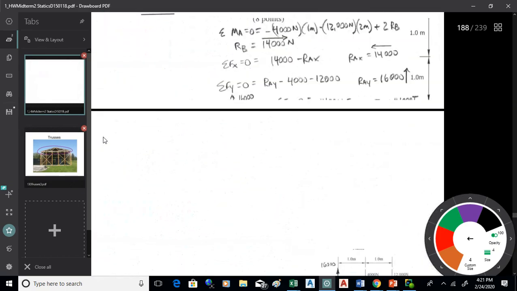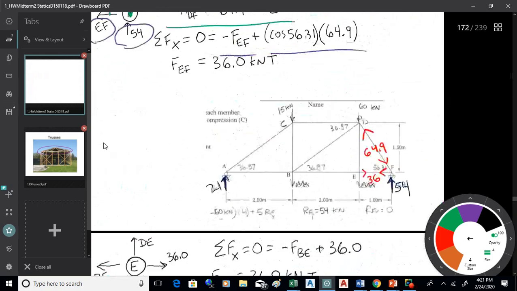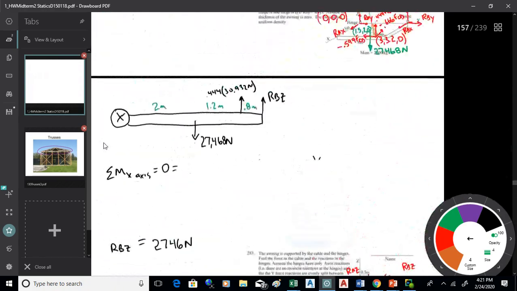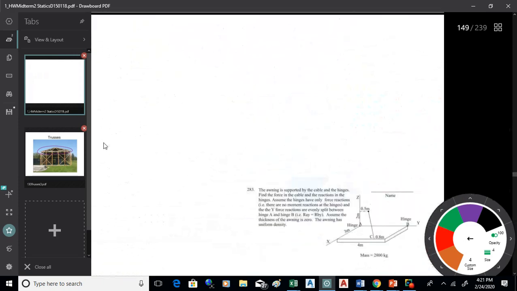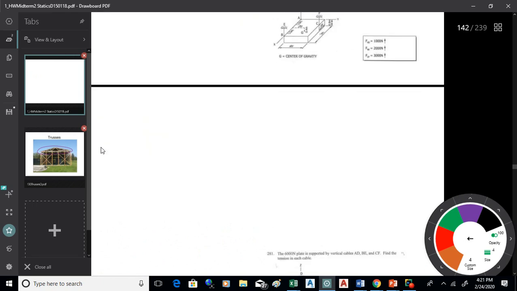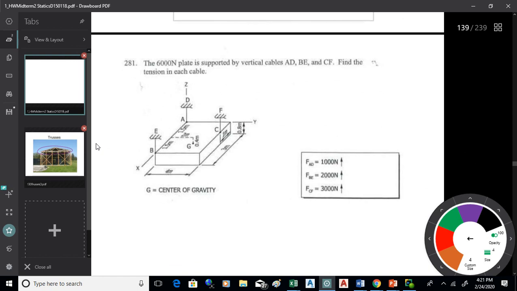So 281 is a 3D problem. Probably my approach on this would be a visual kind of approach. So there you go, here's 281. Now what I want to do, if I'm going to use a visual approach, is figure out equations I can use where I take moments about axes to solve for a force individually.